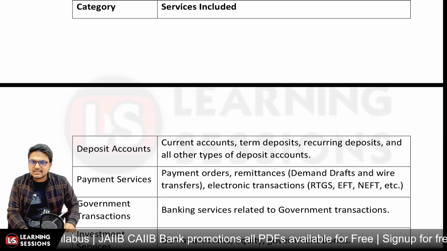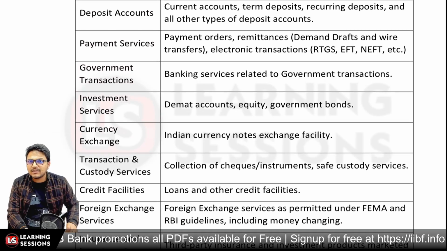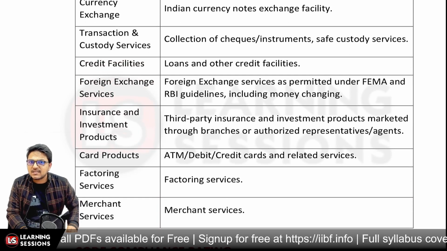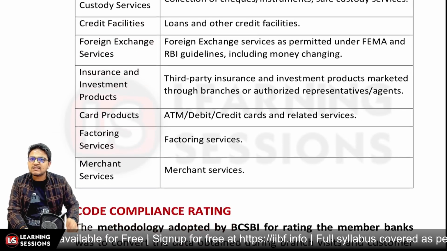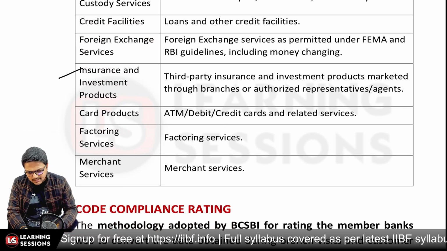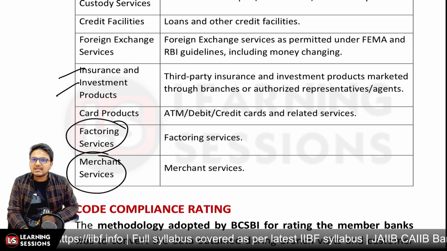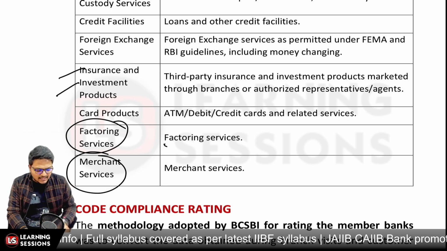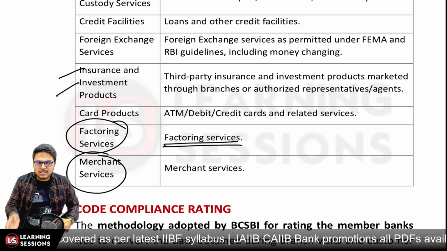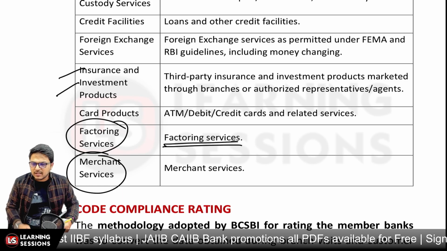Further, what are the different categories and services included? Whether we are talking about deposit accounts, payment services, government transactions, investment services, currency exchange, transaction custody services, credit facilities, foreign exchange services, like we have covered in the case of individual customers also, all those things are covered. Other than that, factoring services are also covered. Merchant services are also covered. Factoring services, like particularly a factor who takes assignment of the book debts of the MSE and further gives liquidity to them. Those services also come under the purview of the same.